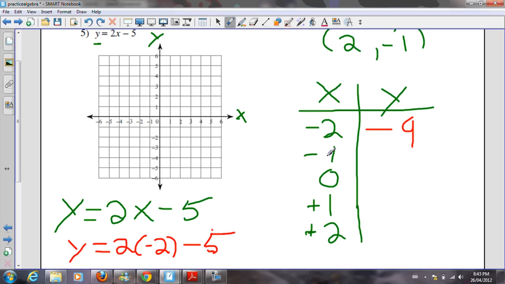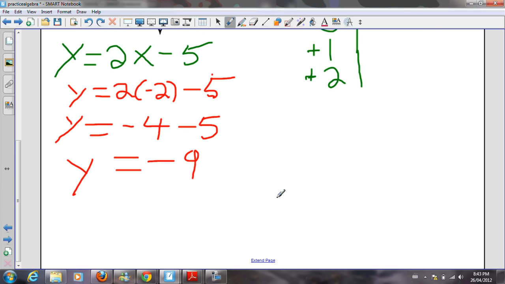Now let's try putting x in as negative 1. So I'm going to go down, use the exact same equation. I'll rewrite it again down here.